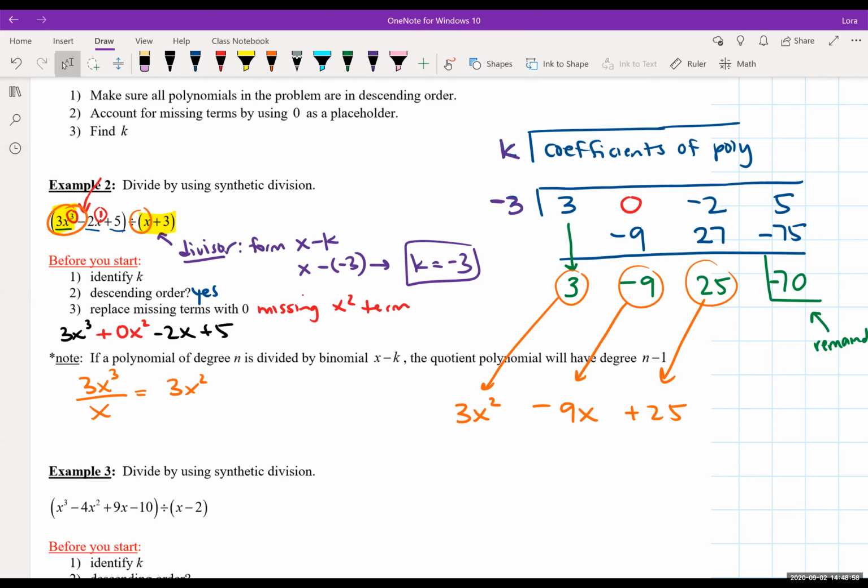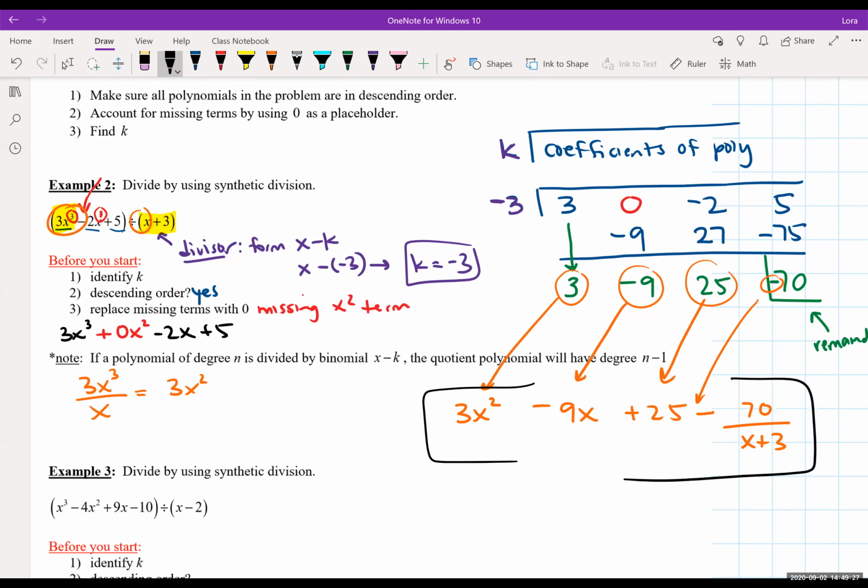And what's going on here is I need to identify and address my remainder. Remember, we do that by writing the remainder over the divisor. And I'll be a little more specific. I use the sign of the remainder, and then I write the remainder over the divisor. In this case, the divisor was x plus 3. So now my final result, I have my quotient and my remainder. And I'll circle it.